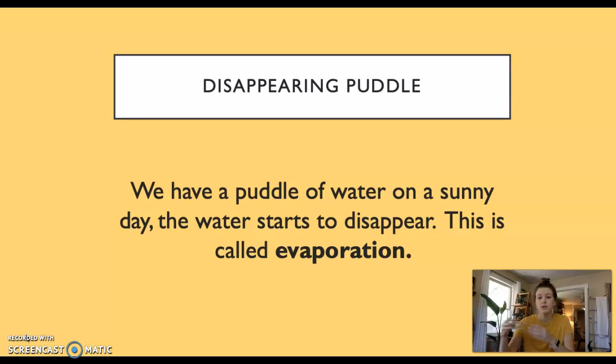Okay, so we have this little bowl for my rain puddle, and so we have a little puddle of water on a very sunny day. The sunbeams are shining right on the puddle, and then the water starts to disappear inside. This is called evaporation.